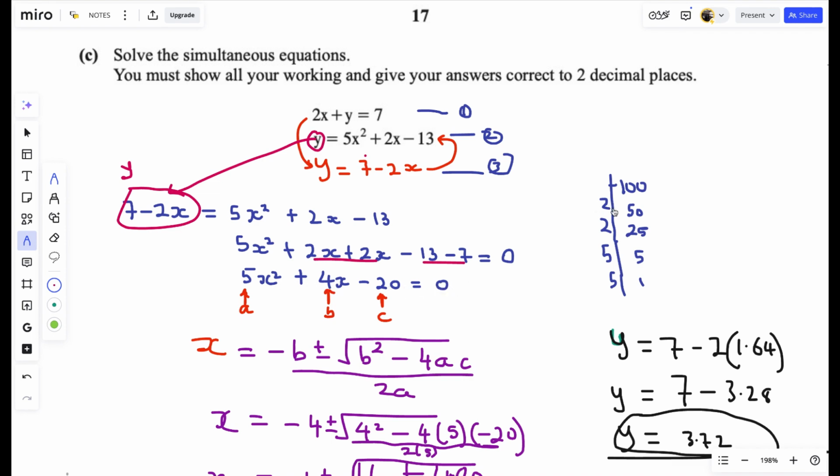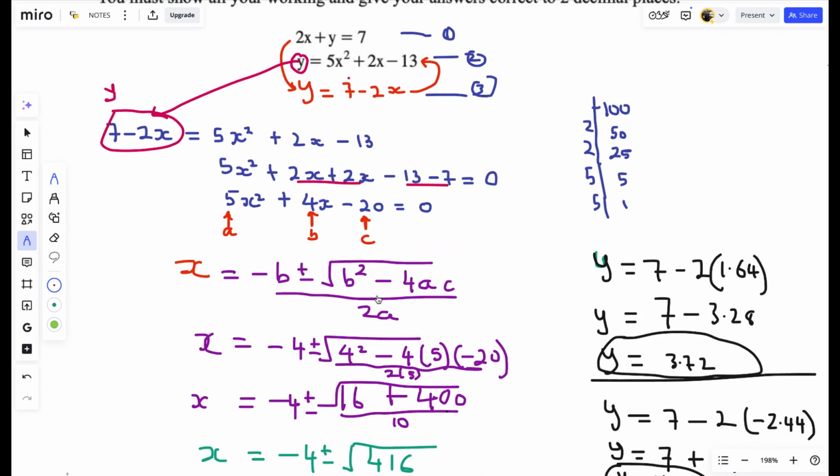Now, we try to see if factorization can do it, but we found factorization cannot do it because you must use this 5 to multiply 20. If you use 5 to multiply, we get 100. If you break 100 down, you may have 2, 25, 5. So you cannot find 2 factors that, when you multiply, you get negative 100, and when you add, you get 4. So we use the quadratic formula.